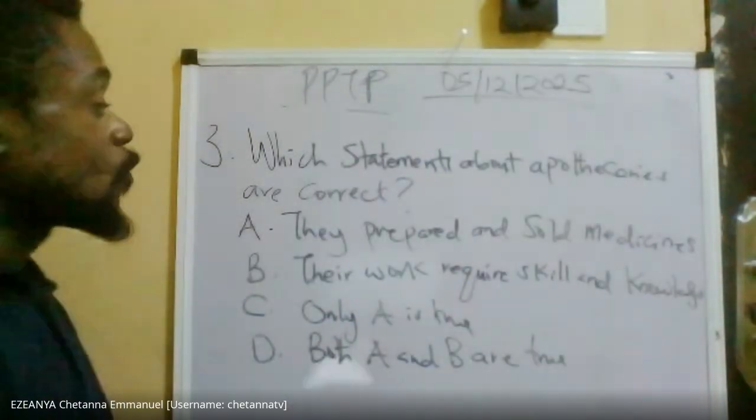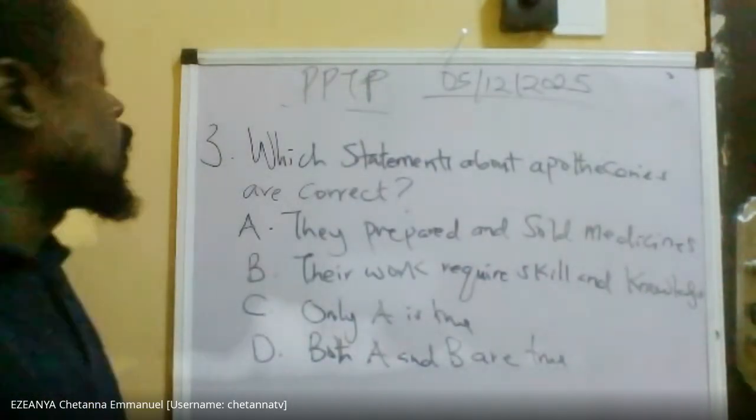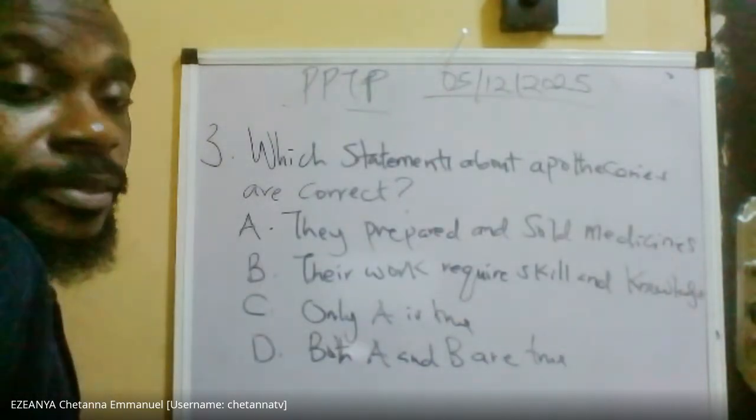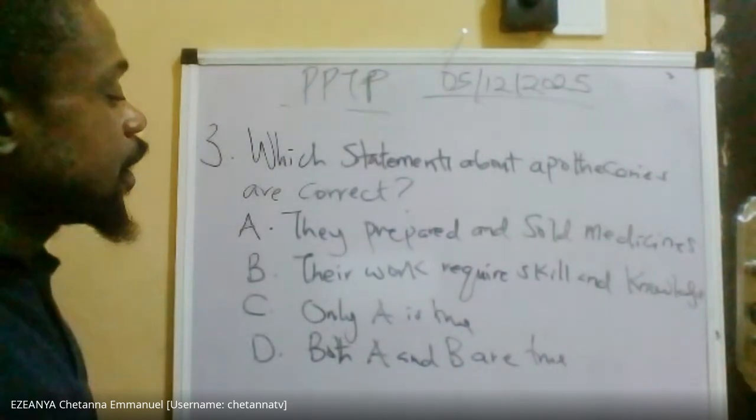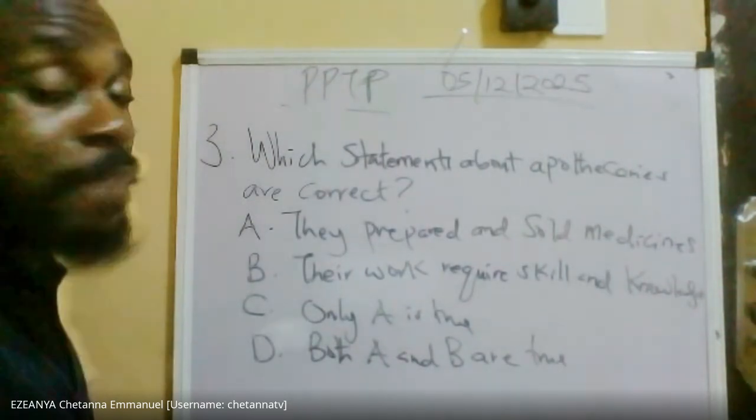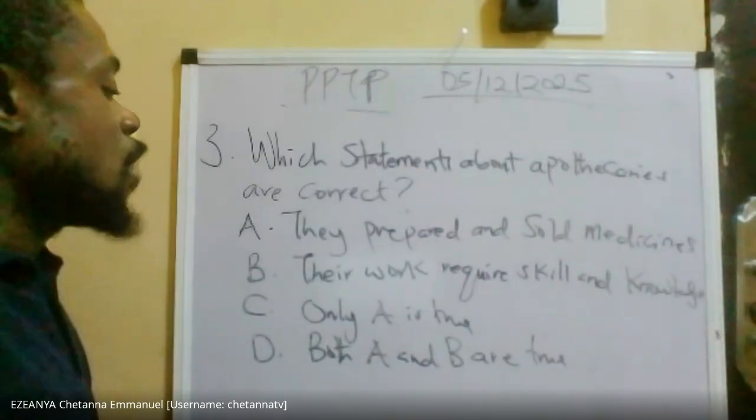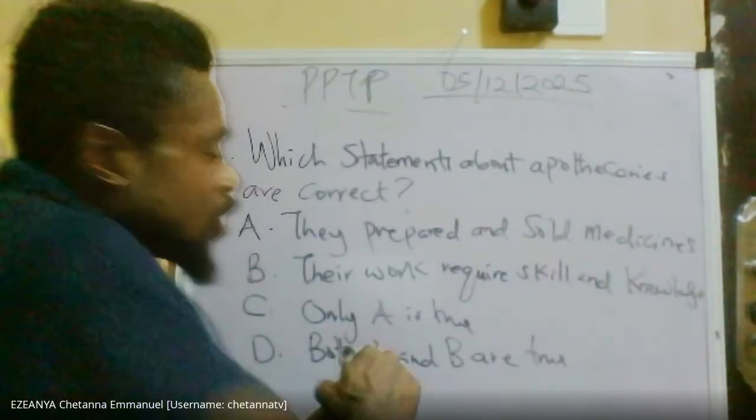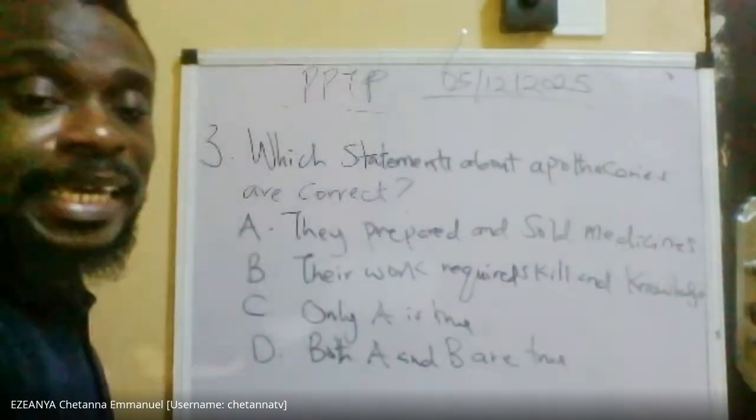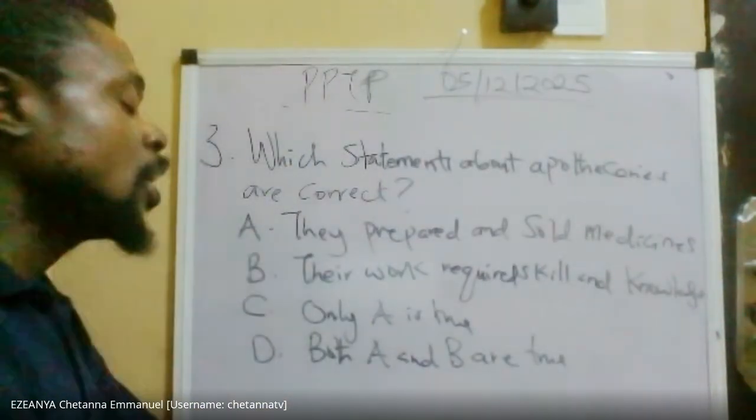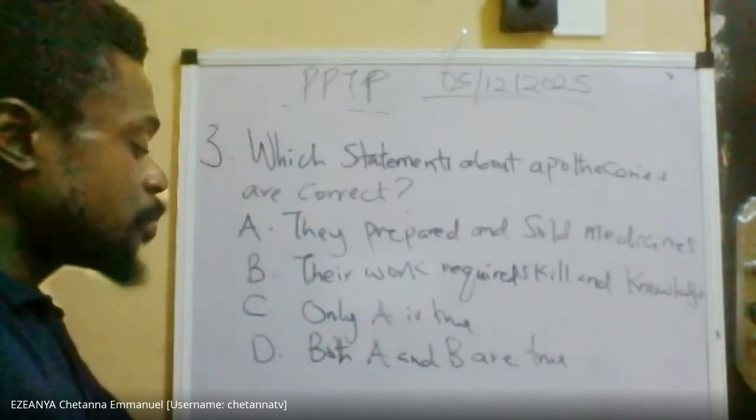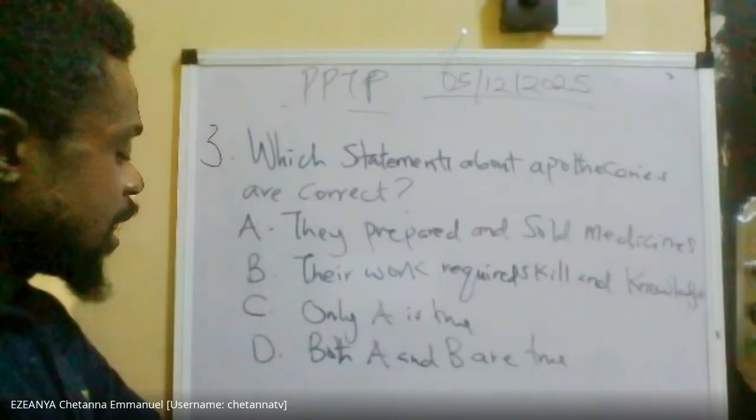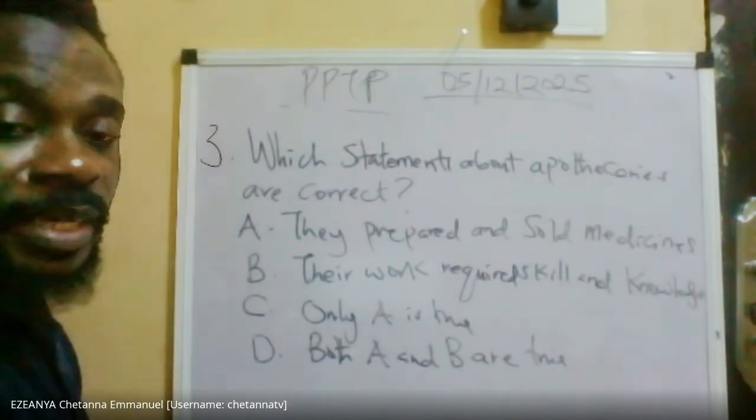All right, let's look at question number 3. The question says, which statements about apothecaries are correct? A. They prepared and sold medicines. B. Their work required skill and knowledge. C. Only A is true. D. Both A and B are true. The answer is actually D. Both A and B are true.